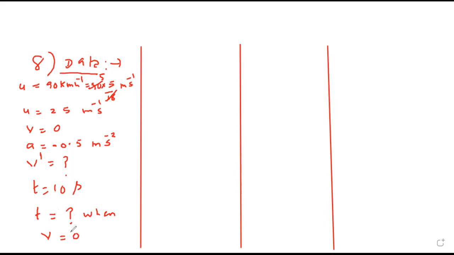Again I'm reading the sum. A train is moving with velocity u in kilometer per hour. I multiplied with 5 upon 18. We got 25 meter per second. Brakes are applied, it is brought to rest. Retardation means negative acceleration. What is velocity when time is 10? What is time when velocity is 0? Data followed?